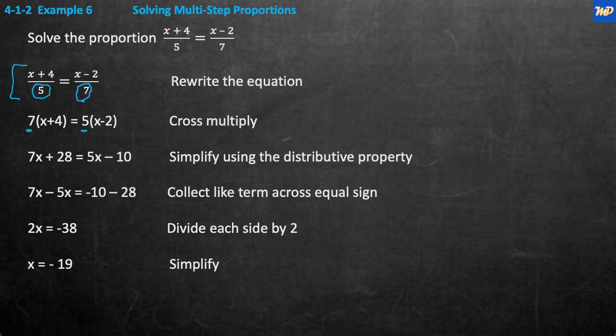So now we have 7 times the quantity x plus 4 is equal to 5 times the quantity x minus 2. Now we have to get rid of the distributive property going on here, right? So it's 7x plus 28 is equal to 5x minus 10. 5 times minus 2 is minus 10. 5 times x is 5x. 7x over here, and 7 times 4 is 28. So now we're going to combine like terms by moving them back and forth around the equal sign.